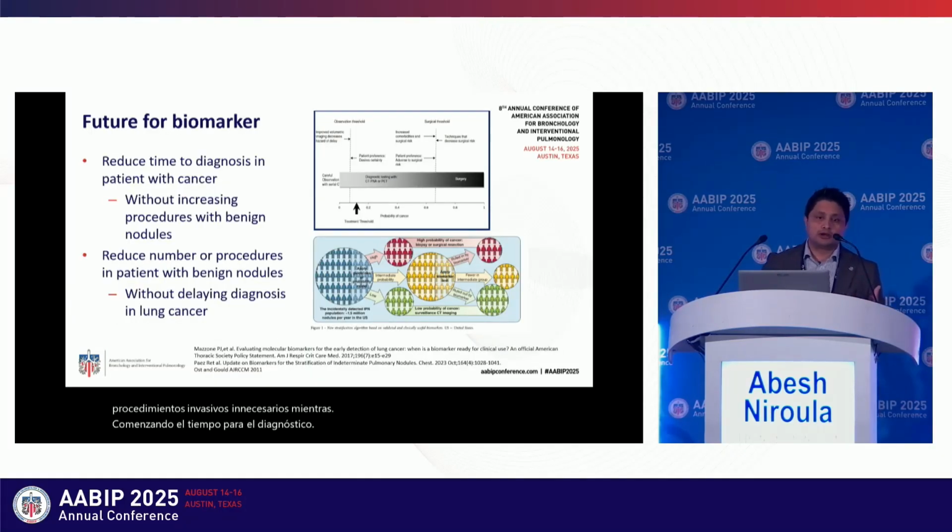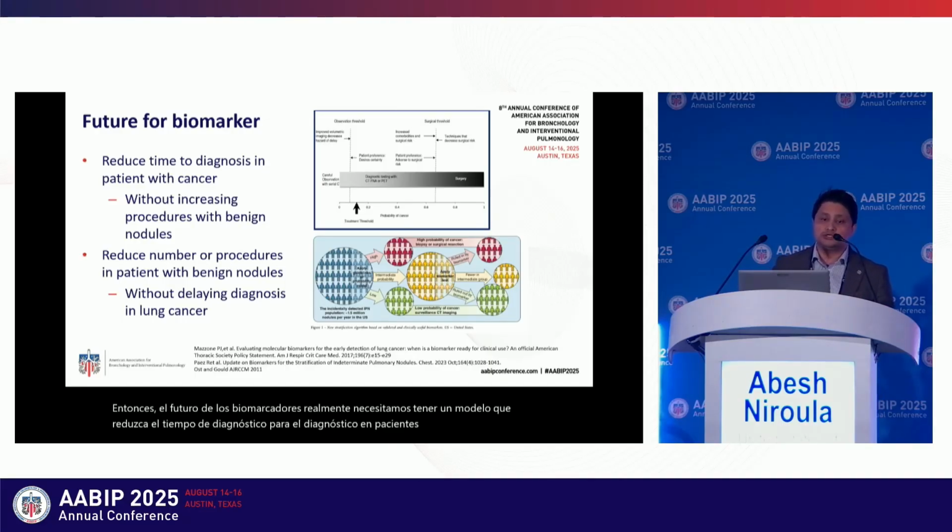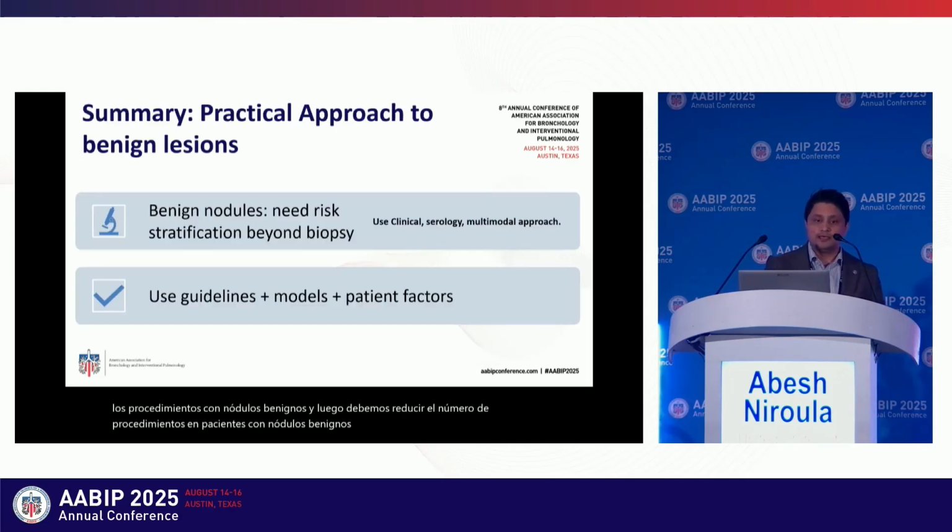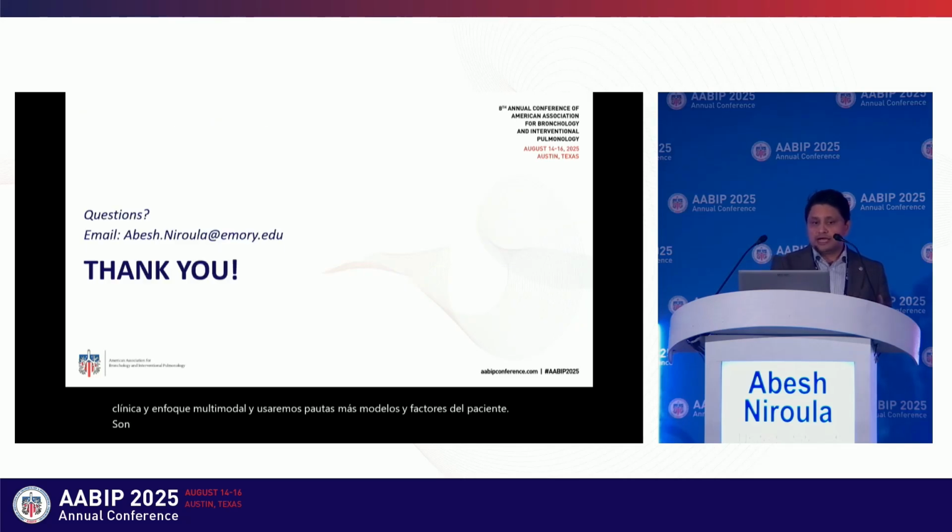So for the future of biomarkers, we really need a model which reduces the time to diagnosis in patients with cancer without increasing procedures in patients with benign nodules. And then we need to reduce the number of procedures in patients with benign nodules without delaying diagnosis in lung cancer. So in summary, a practical approach to benign lesions needs risk stratification before and beyond biopsy. We will use clinical, serology, and multimodal approaches, and using guidelines plus models and patient factors is really very important. So that was my talk.